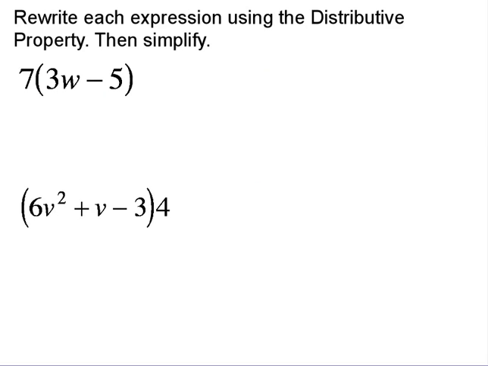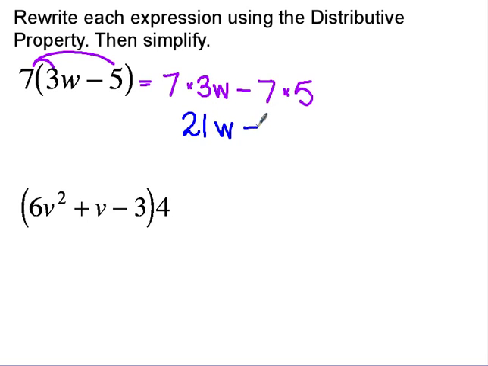Rewrite each expression, then simplify. So once again, you've done this before. This should be nothing new. First thing I'm going to do is distribute the 7. And I'm going to distribute it to each of those. So I've really got 7 times 3w minus 7 times 5. What is 7 times 3w? 21w. Yep. And what is 7 times 5? 35. There you go. That's your answer. You can't do any more than that.